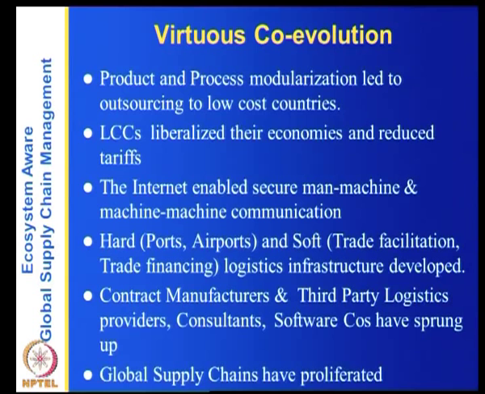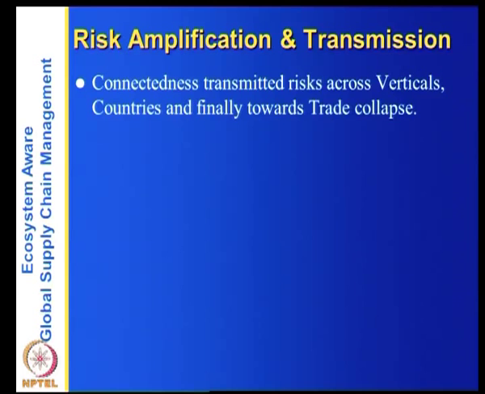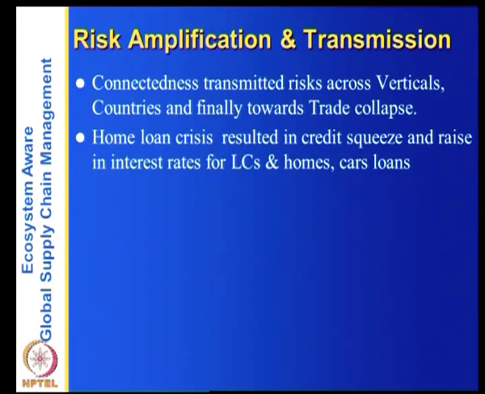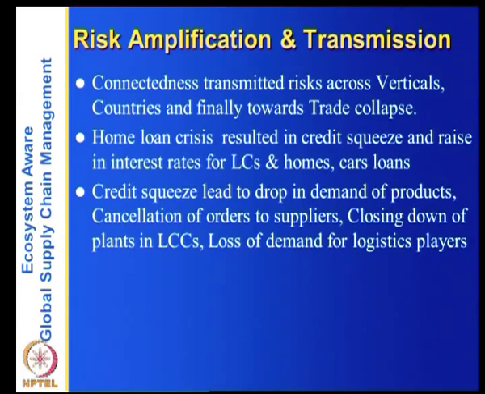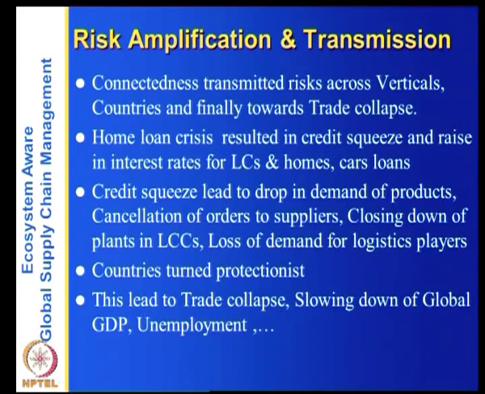And similarly, global supply chains have proliferated. Similarly, you can talk of risk amplification and transmission. Connectedness transmits risks across the verticals and countries, and finally leads to trade collapse, as we have seen in the last class. The home loan crisis resulted in a credit squeeze and a rise in interest rates. The credit squeeze led to a drop in demand for products, cancellation of orders to suppliers, closing down of plants in the low-cost countries, and loss of demand for the logistics players. And countries turn protectionist, and this leads to trade collapse, slowing down of globalization, as well as GDP, unemployment, and so on.